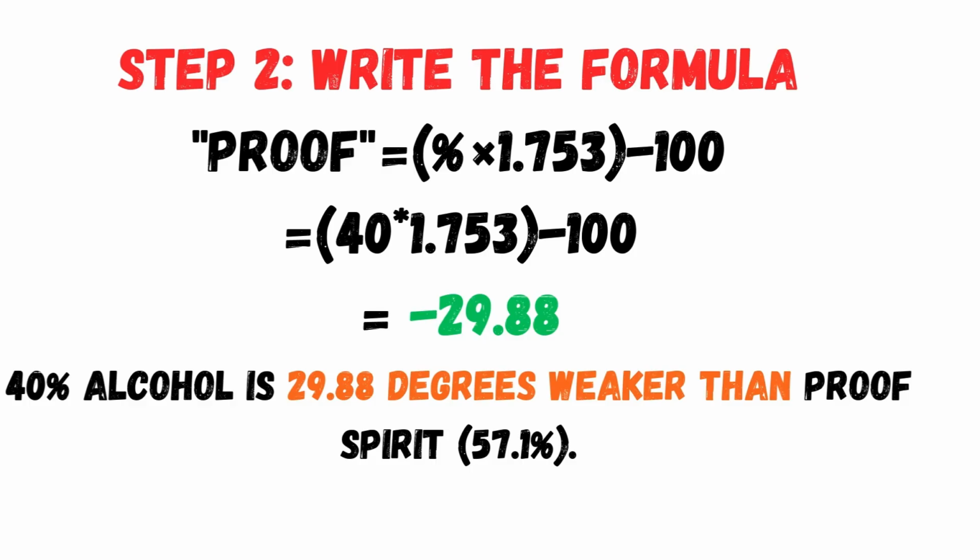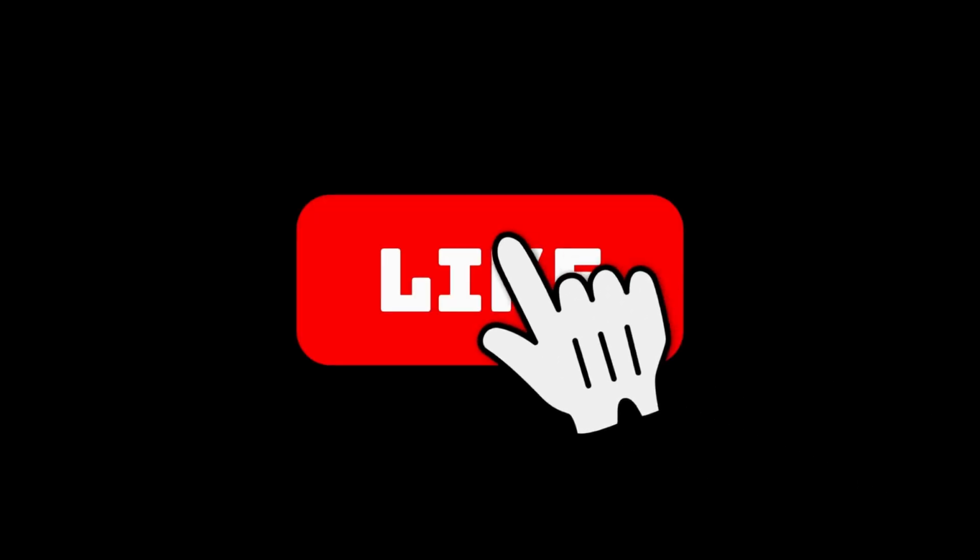As I mentioned in problem number 1, if the answer is positive, it confirms overproof. But here the answer is negative, which confirms underproof. Finally, it means 40% alcohol is 29.88 degrees weaker than proof spirit. But in the case of problem 1, it is stronger than proof spirit because the answer is positive. Here, since it is negative, it is 29.88 degrees weaker. So here completes the complete information about the calculation involving proof spirit.